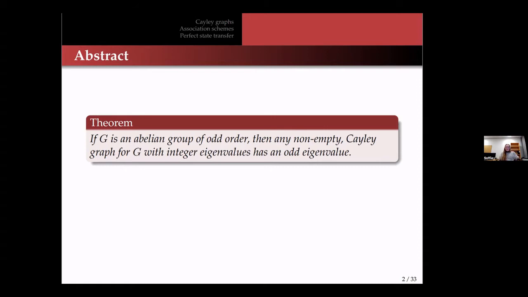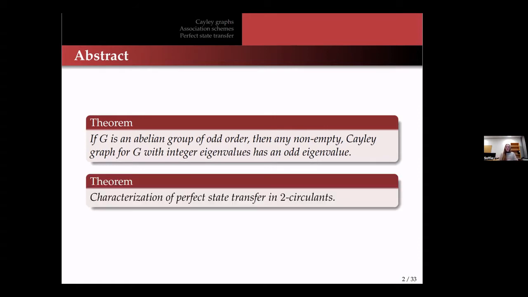And then I'm going to talk about the results of the paper, which basically are a characterization of perfect state transfer in graphs that we call two circulants. I'll explain that a bit later. We do use this first theorem to prove our results, and I'm going to try to make that connection very quickly as well if I have time. So this is the abstract of the talk. If you read the abstract that was in the email, that wasn't really an abstract for this talk.